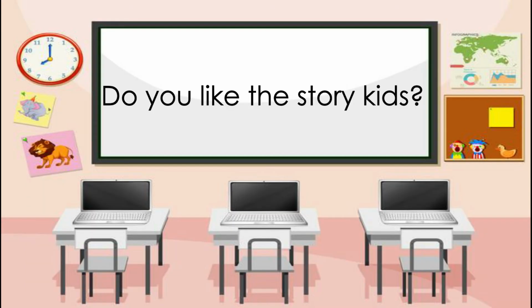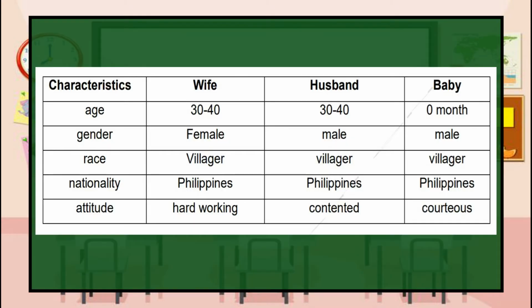Do you like the story, kids? Now let us study this table. As you could see in the first column, it is written here the characteristics. So we have age, gender, race, nationality, and attitude. So we are going to identify the characteristic as to age of the wife, the husband, or the baby. Or in other words, the characters. So what's the age of the wife? Very good. What about the husband? Great. What about the baby? Excellent.